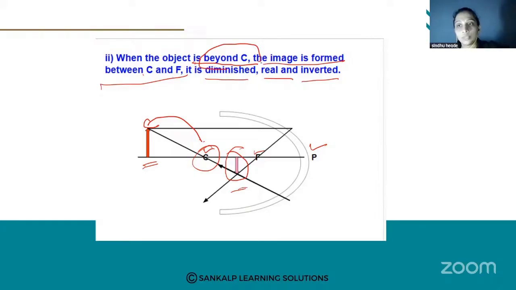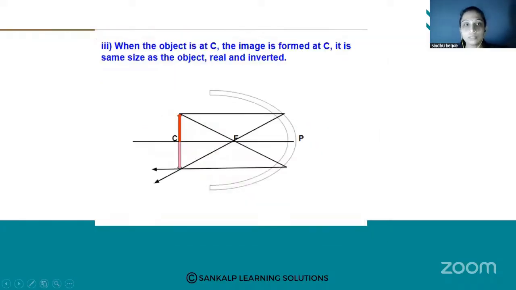Students, we know that a real image is nothing but one we can record on a screen, right? So it's a real image and again it is inverted and diminished. When the object is beyond C, the image is formed in between C and F points and the image is real, inverted and diminished. Okay. Next one.